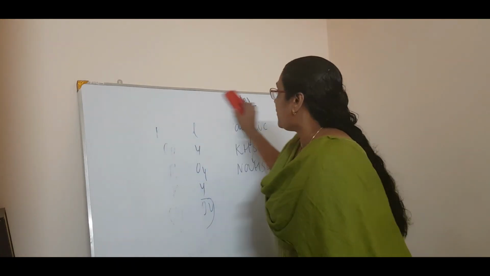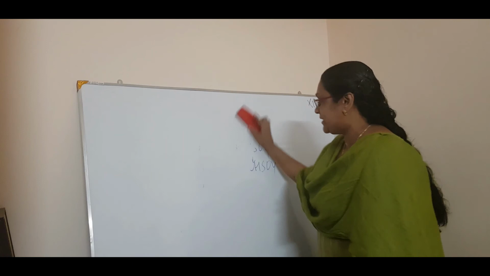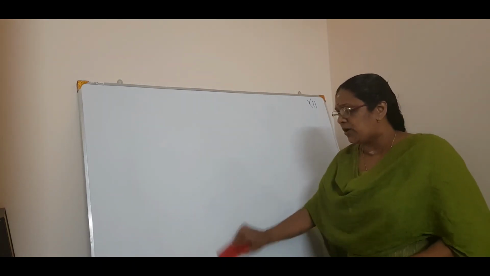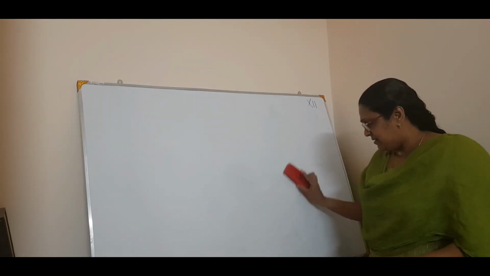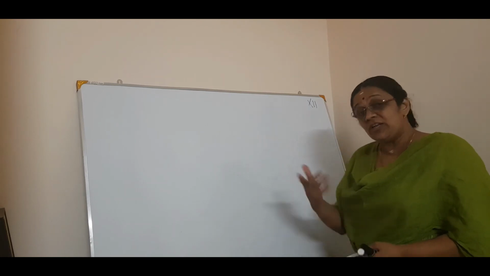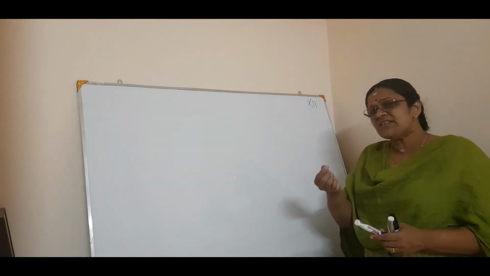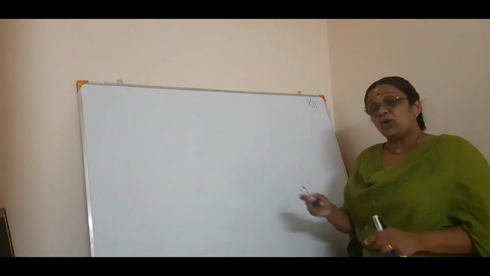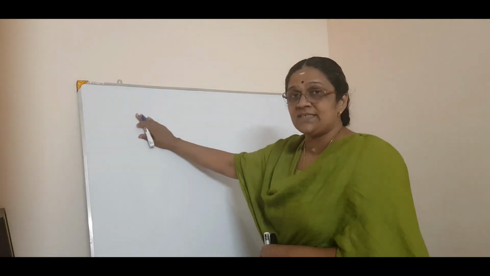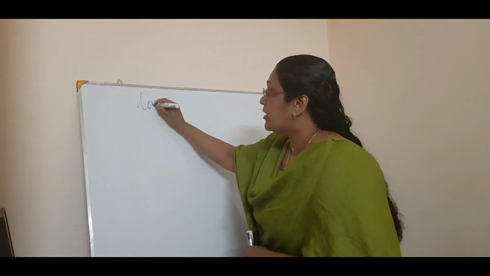Now, the next point is about low volatility. Low volatility means what? High volatility means the boiling point is very low. That means if you give a slight temperature, it will boil. But low volatility means the boiling point is high. That means low volatility.